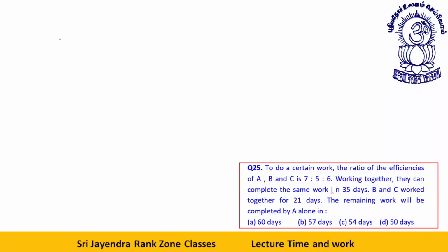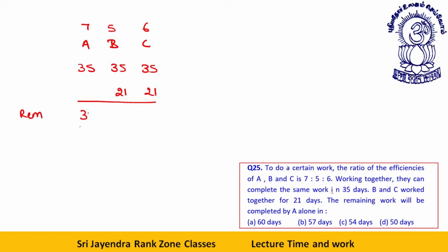Efficiencies of A, B, C are 7, 5, 6. Working together, they can complete the same work in 35 days. B and C worked for 21 days. The remaining work will be completed by A alone, and see what is the remaining work first of all.